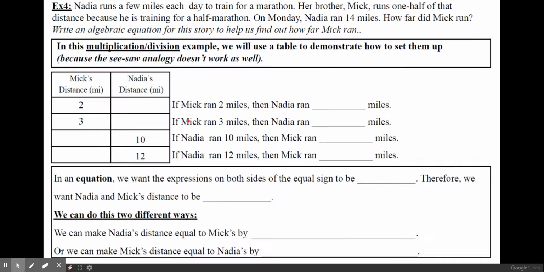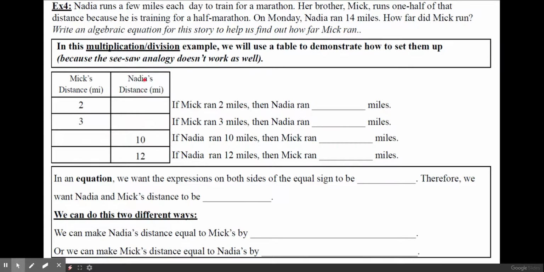Let's move on. Nadia runs a few miles each day to train for a marathon. Her brother Mick runs 1/2 of that distance because he's training for a half marathon. On Monday, Nadia ran 14 miles. How far did Mick run? Write an algebraic equation for the story to help us find out how far Mick ran. All right, in this multiplication division example, we will use a table to demonstrate how to set them up because the seesaw analogy doesn't really work as well. Anyhow, let's look at this table.